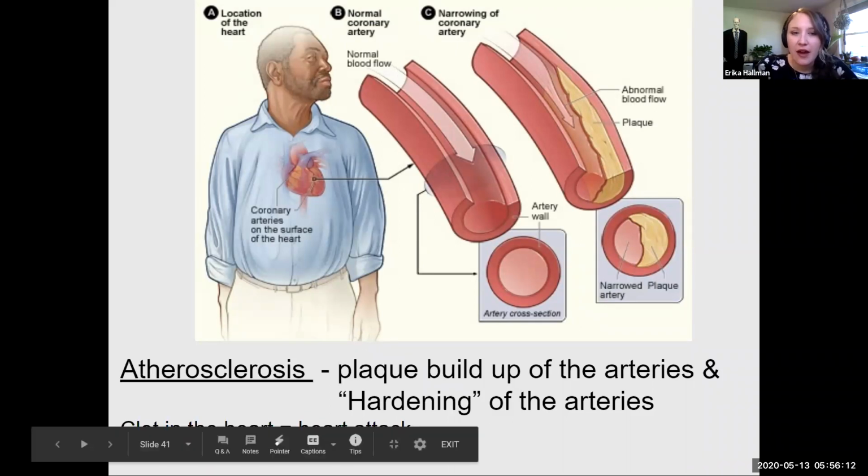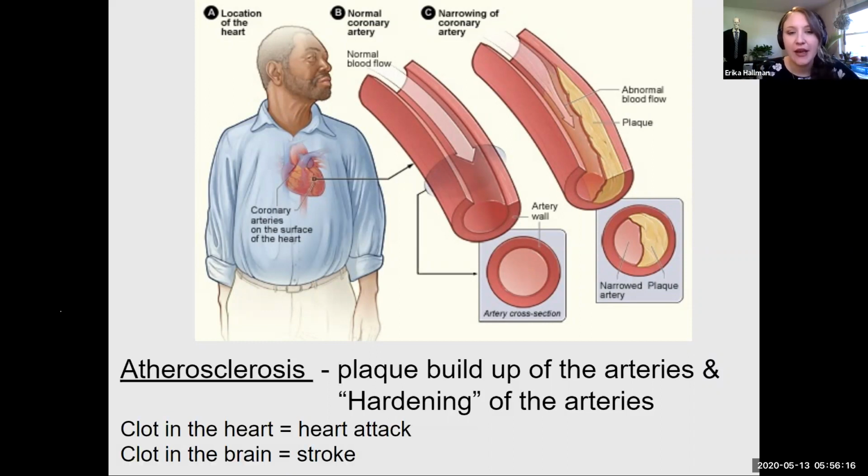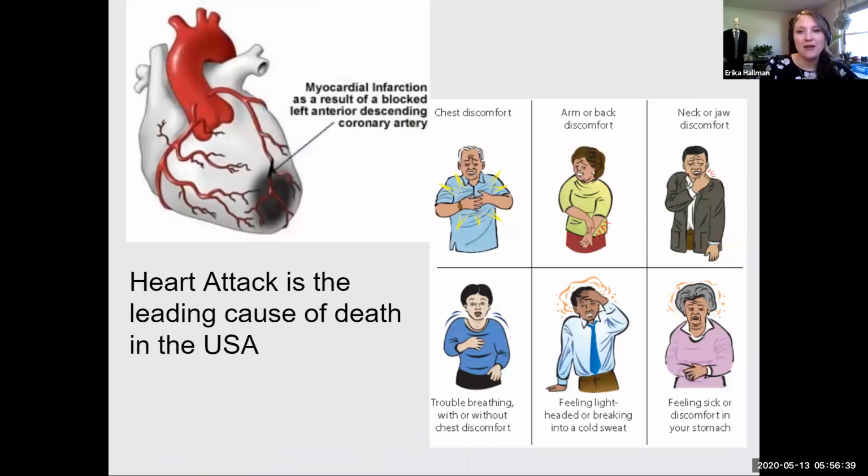The other thing that is involved is if that clot breaks off and clots one of the coronary arteries in the heart, we would call that a heart attack. If that clot travels through our arteries to the brain, that's what happens when we have a stroke. So atherosclerosis is definitely not a good thing for our body, and you want to make sure that between diet and exercise and healthy life choices you can prevent that.